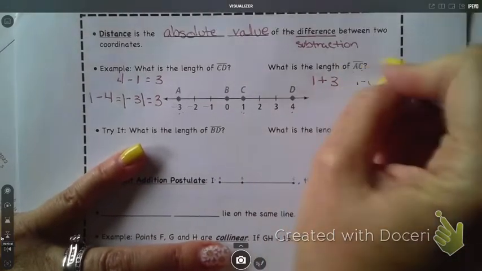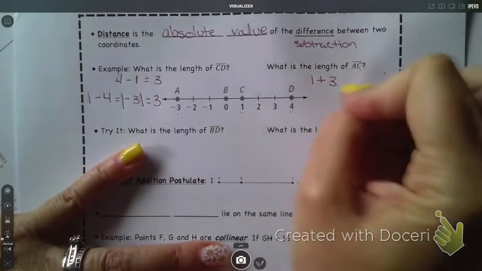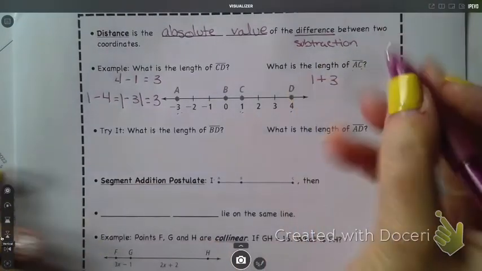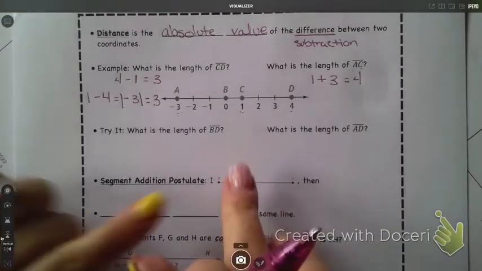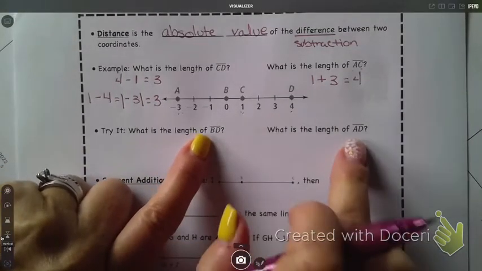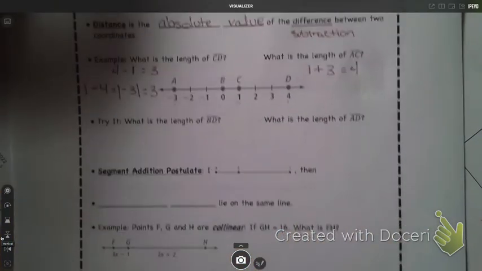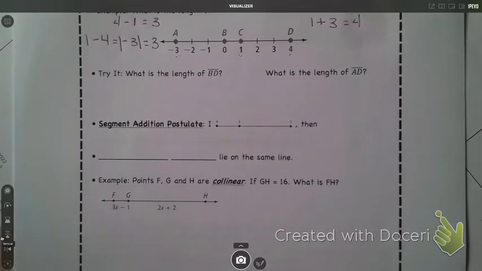Okay, so AC is how long? 4. And if there were units, I would need to put the units on there, correct? Okay, so I want you to try BD and AD on your own. BD. On your own is quietly on paper, not out your mouth.